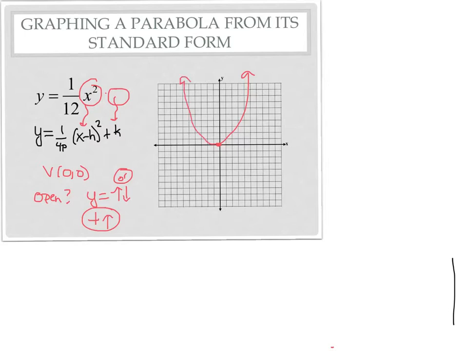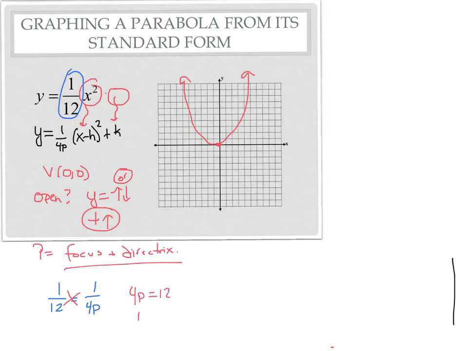So I know that's how I'm going to open, and then I need to find p, because p tells me about my focus and my directrix. Okay? So that's what p is going to tell me. In order to find p, I use what's in front of the variable that's squared. So I look at this 1/12. I know 1/12 is equal to 1 over 4p. It might be easy to say that p is equal to 3, but because things can get more difficult, we cross multiply: 4p is equal to 12, p is equal to 3.